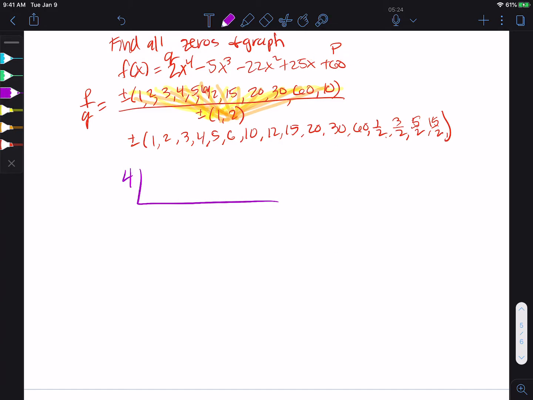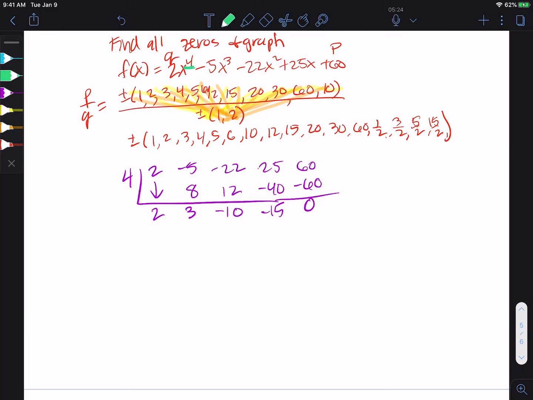So I'm just using all of the coefficients. So 2, negative 5, negative 22, 25, 60. So I bring down the 2, gives us 8. This gives us 3. This gives us 12. This gives us negative 10. This gives us negative 40. So if we do 25 minus 40, that gives us negative 15. And then we times by 4, which gives us negative 60, which is 0. Ta-da! But if we go 1 power lower, this is only a cubed, which is not as helpful for us.